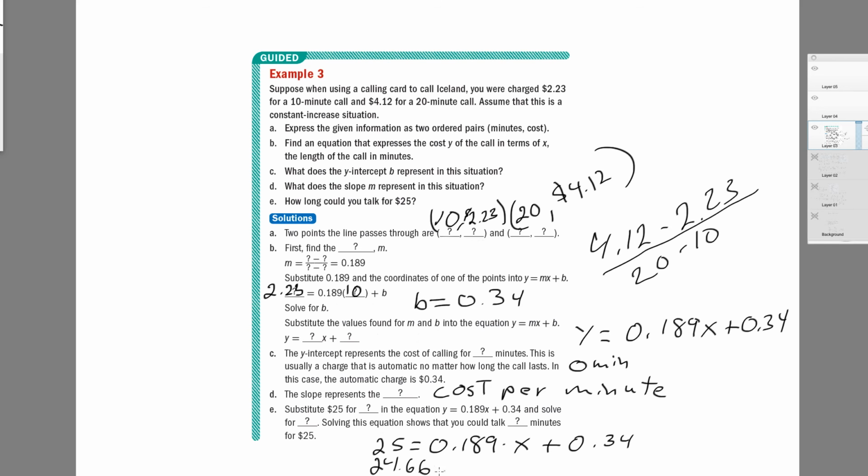And I need to divide that by 0.189, and that's going to give me my x value. So 24.66 divided by 0.189 equals about a little more than 130 minutes. So that's going to equal approximately 130 minutes.